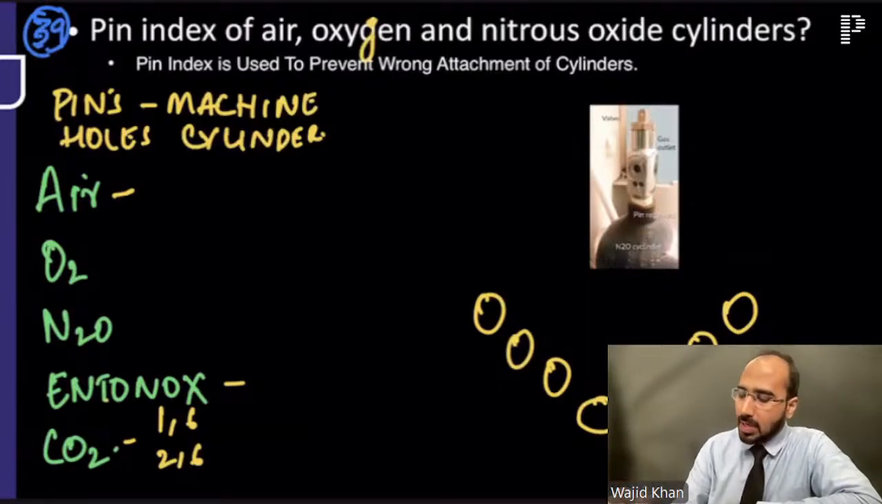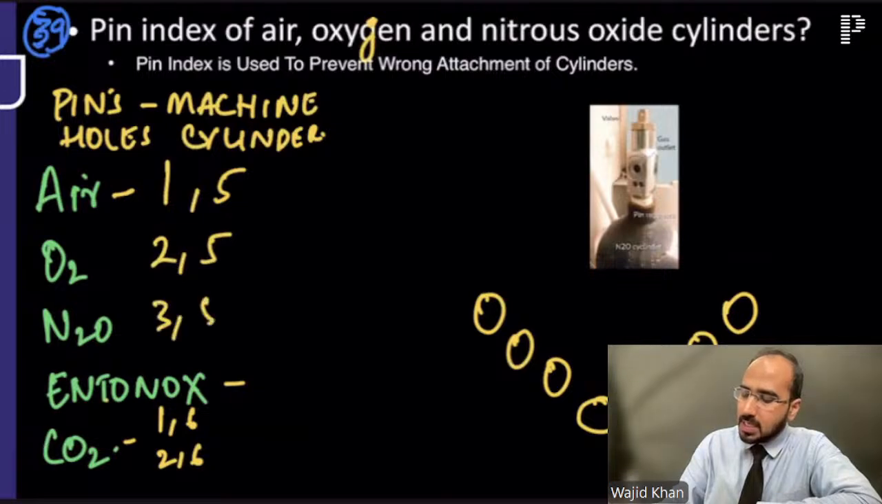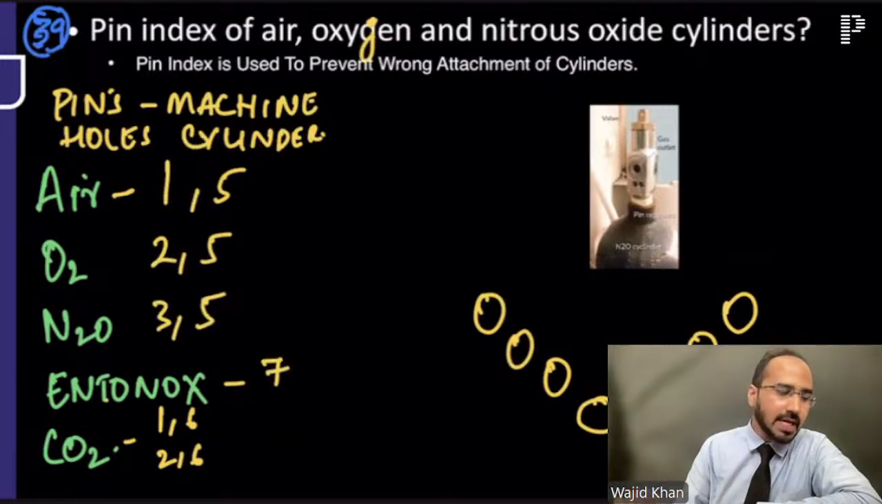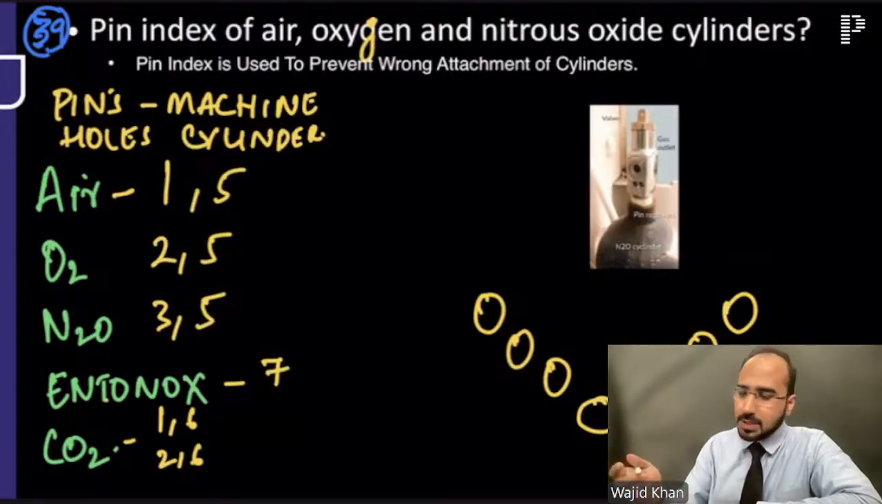Okay. Now, guys, regarding the pin index system, for air, what is the pin index? Air is 1, 5. Oxygen, 2, 5. Nitrous, 3, 5. Entonox, 7. Carbon dioxide is 1, 6 and 2, 6. But again, guys, you have to remember it. And it is my job to make you remember. So look over here.